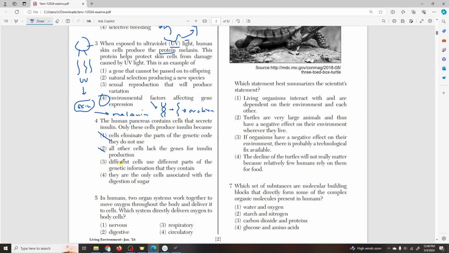All of your cells have them except for your sex cells. So aside from sperm and egg cells, everything else has the exact same 46 chromosomes packed the exact same way, right? Number 3 says different cells use different parts of genetic information that they contain. Yeah, this would be correct, right?